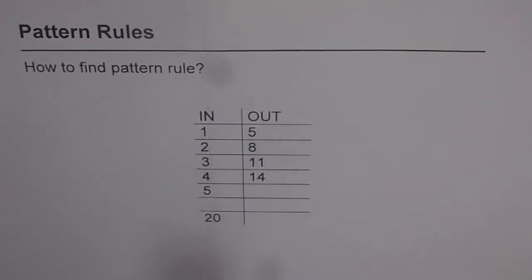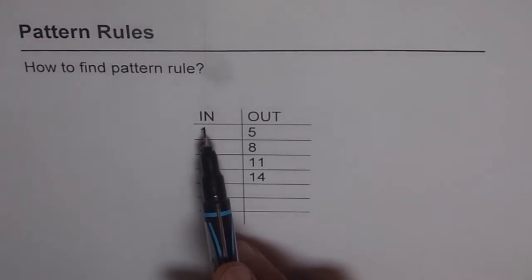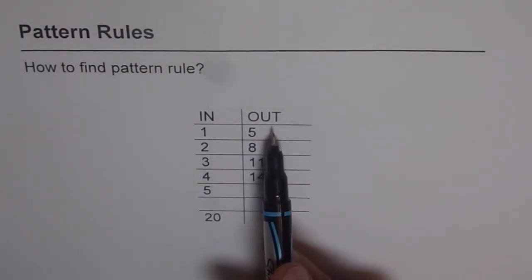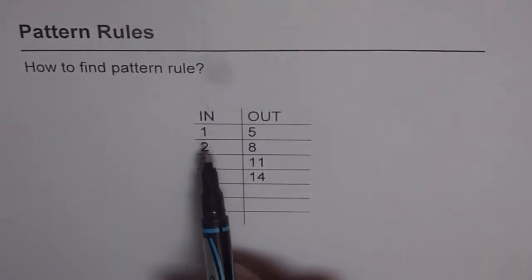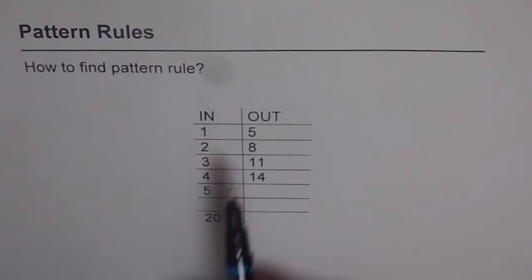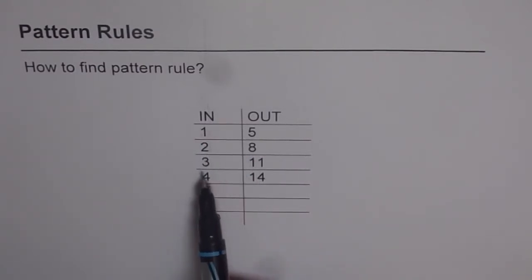So here we have a table which says IN is for input and OUT is for output, and says when the input is 1, output is 5. When input is 2, output is 8. For input of 3, output is 11, and for 4 it is 14. And we have written some numbers here. So basically the question is, you need to find a pattern in this set of numbers.